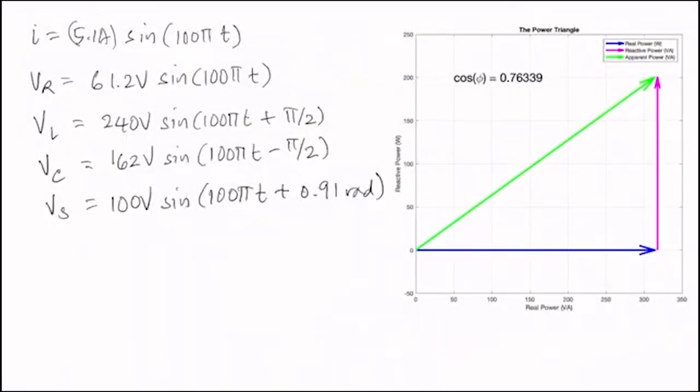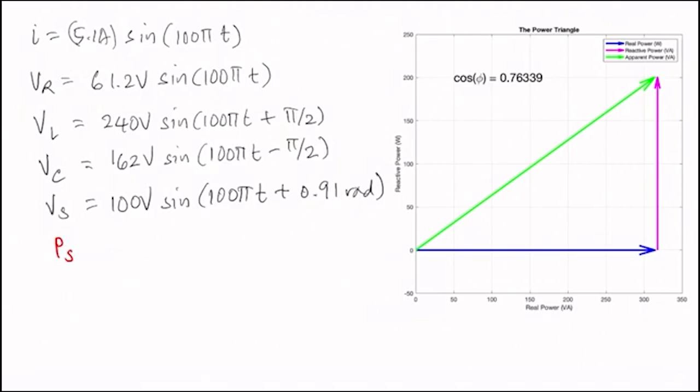We were also able to determine the function for the current, the resistor voltage, the inductor voltage, capacitor voltage, and the source voltage, from which now we can determine the power dissipated by the resistor, the power across the inductor, the power across the capacitor, and the power provided by the source, and also the power factor. Those parameters are easily solved by simply using the following equations.